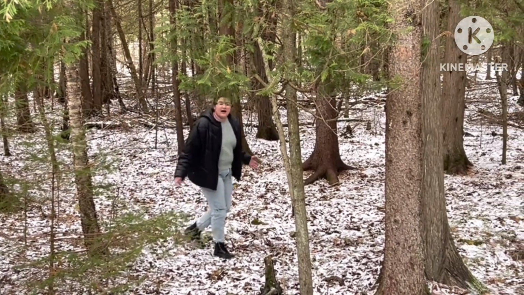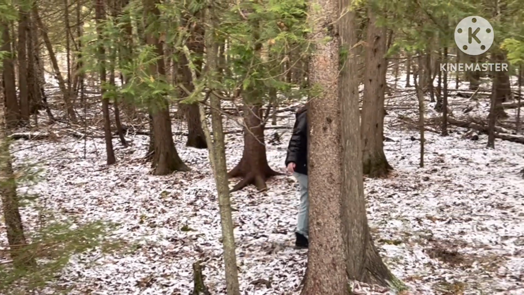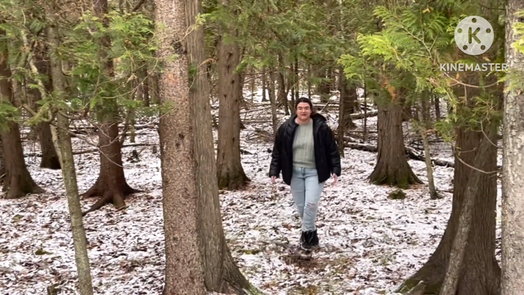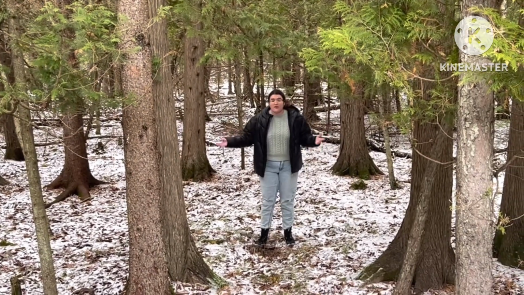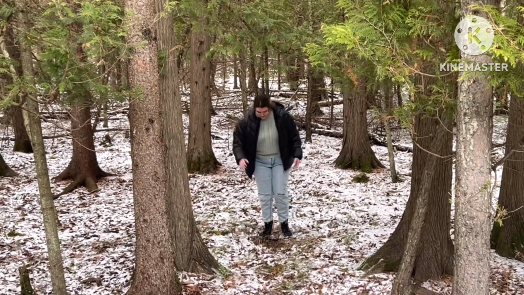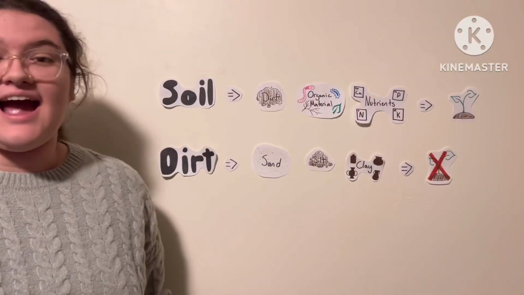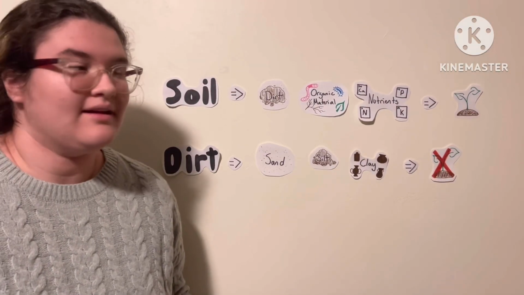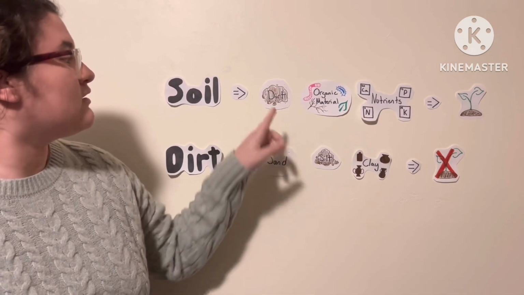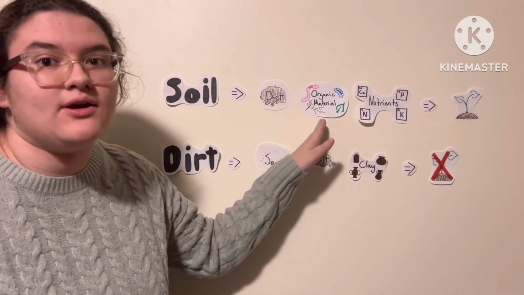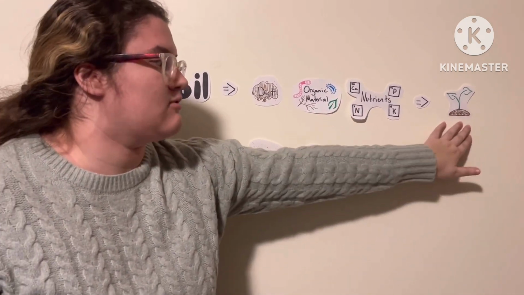I want you to go outside, find a big open field or a large forest just like this one. Look around. What do all these areas have in common? That's right, dirt. Actually, it's not dirt, it's soil. What's the difference, you ask? Well, soil also contains dirt. It is full of organic materials and nutrients which allow for plants to grow.